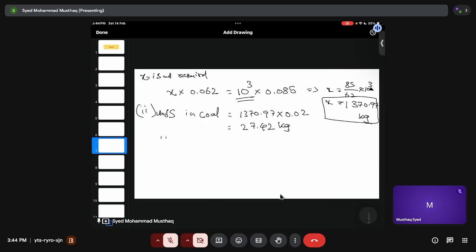Now the same goes for the weight of S in coke, right? So it is 1 ton times 0.015, which will give me 15 kgs. Now what is the distribution? You just divide 15 by 27.42, and that will be 54.7%. So this is my distribution of sulfur that is coming from coal into coke, right?